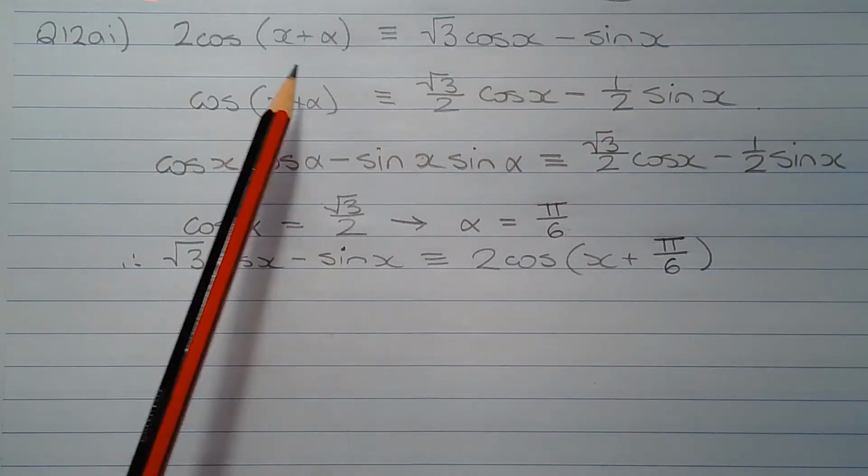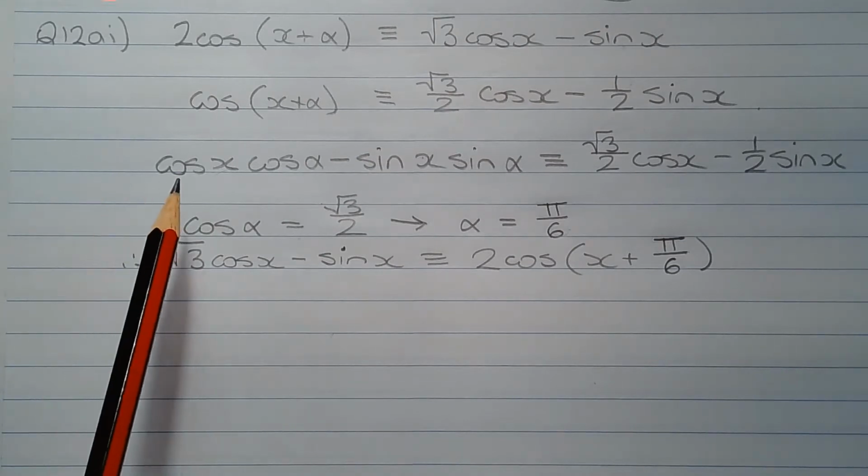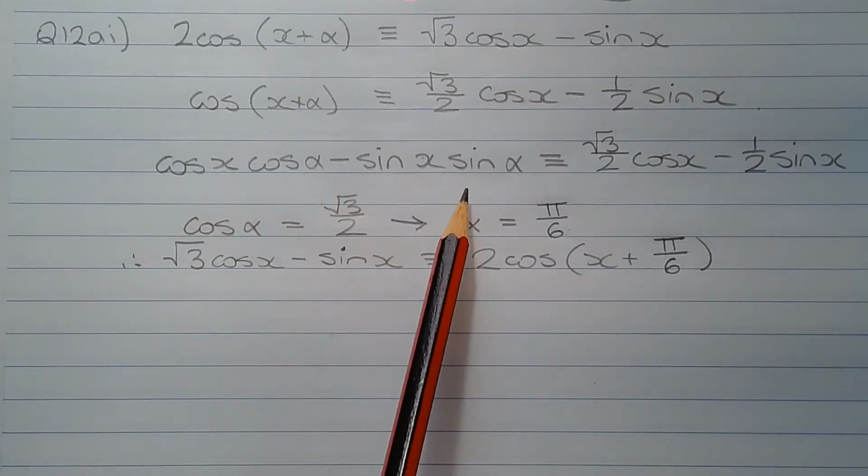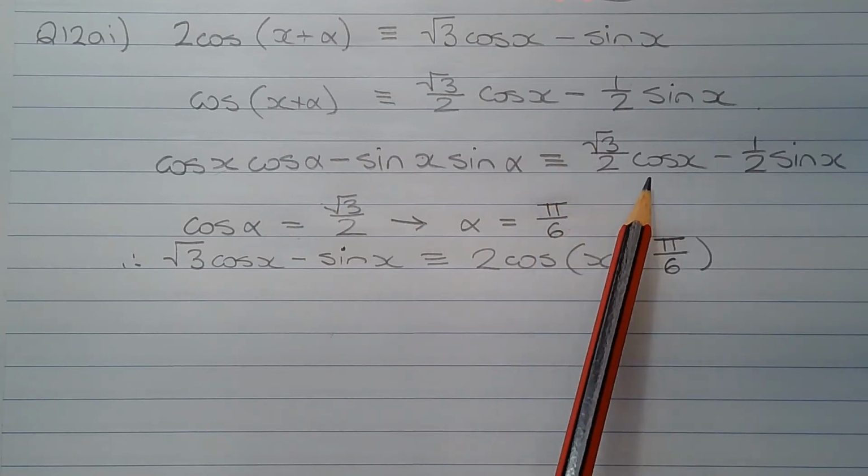Expanding the left-hand side of the identity using a compound angle expansion, we have cos x cos alpha minus sin x sin alpha is identical to root 3 over 2 cos x minus half sin x.